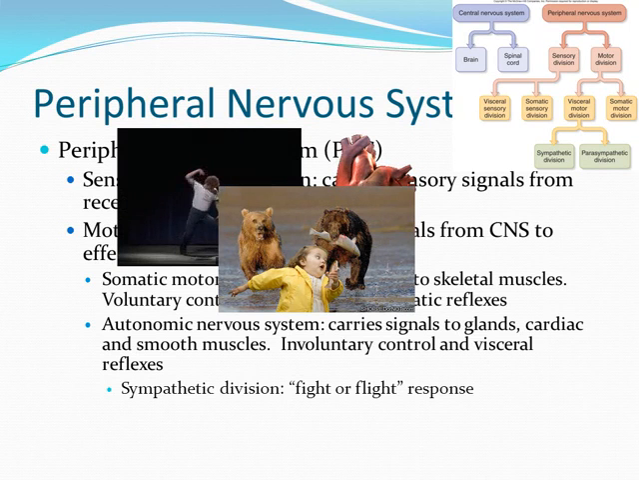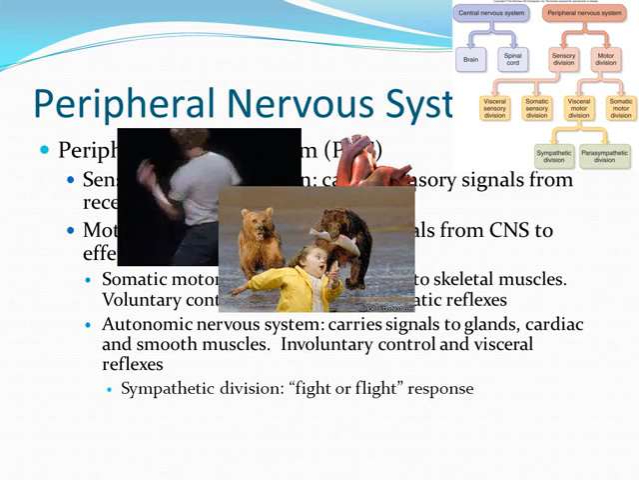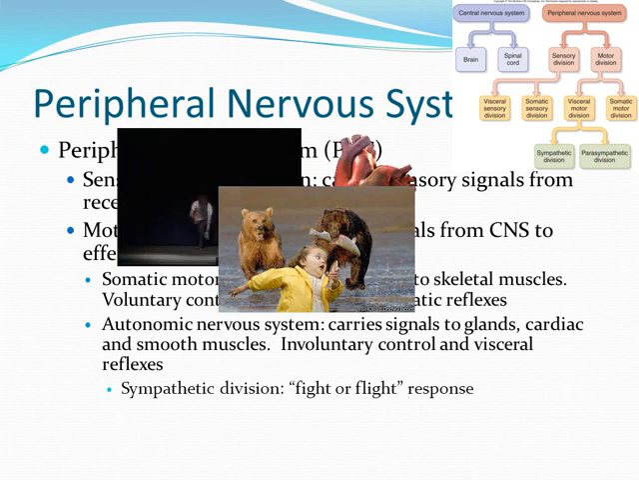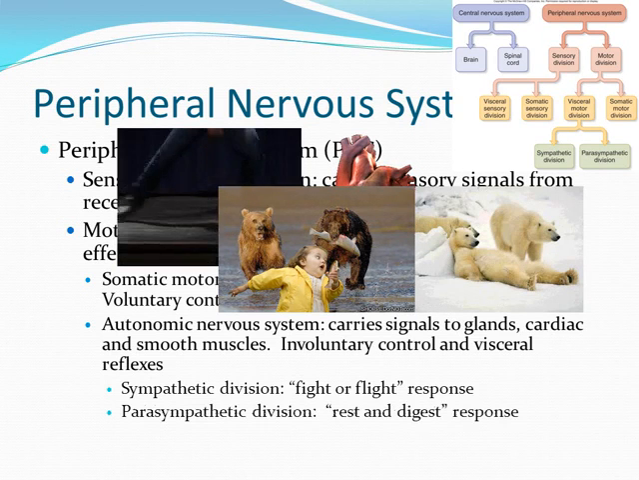How about your pupil? Dilate, right? If you ever scared a cat or something like that, you'll see that their pupils dilate. Or even if you scare a person, you'll be able to see that.